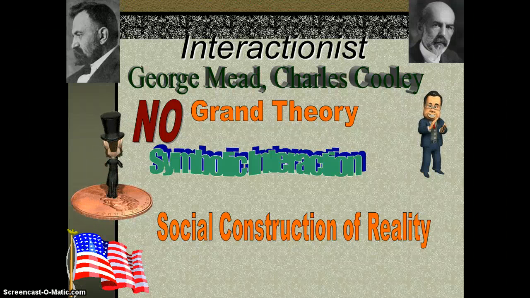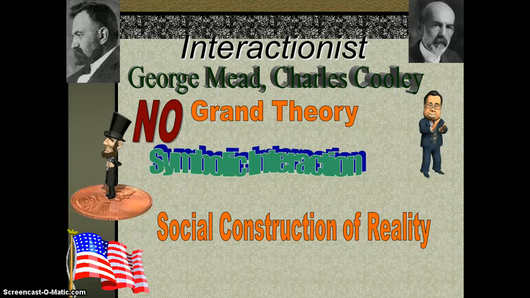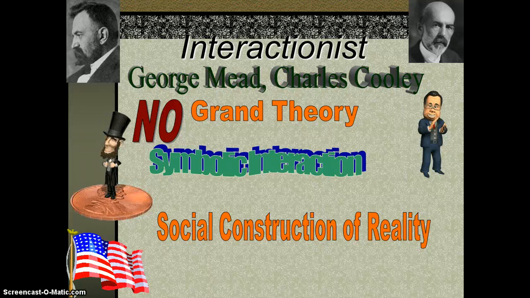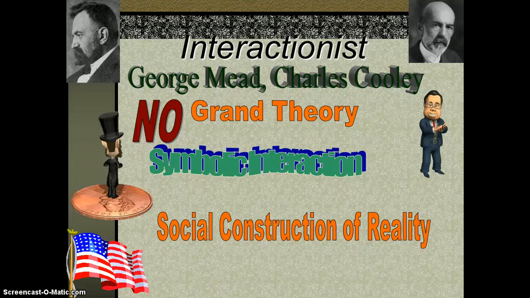The last perspective that we will take a look at in sociology today is the symbolic interactionist, otherwise known as just the interactionist perspective. And the interactionist perspective is quite simple, I guess, compared to the functionalist and the conflict perspective that we just took a look at in two other videos.